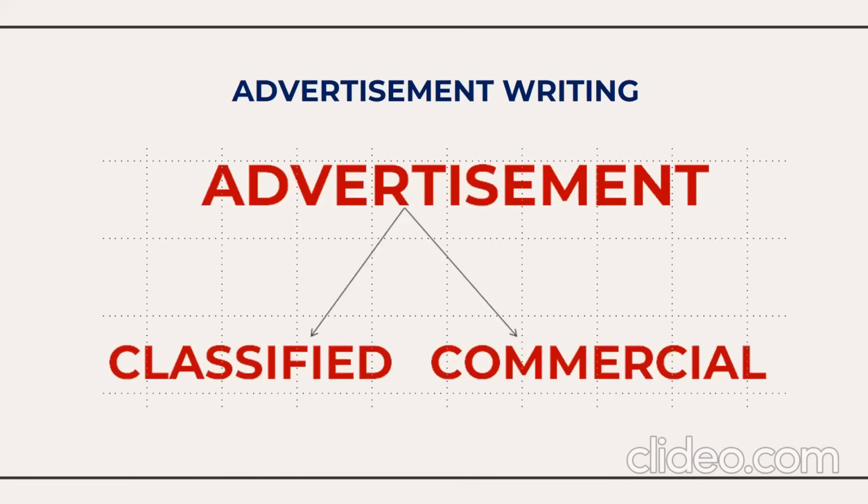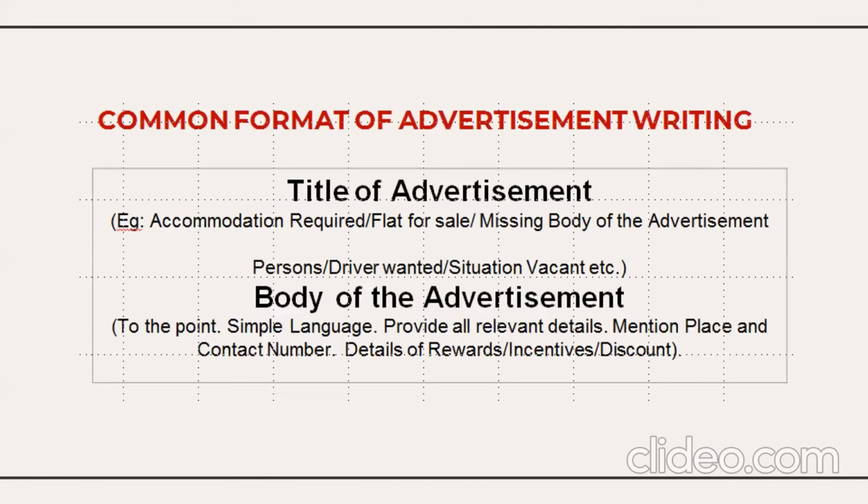So to begin with, let's understand very briefly advertisement writing. I have done a video on advertisement writing also. The link is available in the description box or in the playlist also. There are 2 types of advertisement, classified and commercial. When we write the advertisement, we do write the title of the advertisement. We do mention, is it for a flat, a missing person, a flat for sale, accommodation. We mention the person's name, address, phone number, contact number.